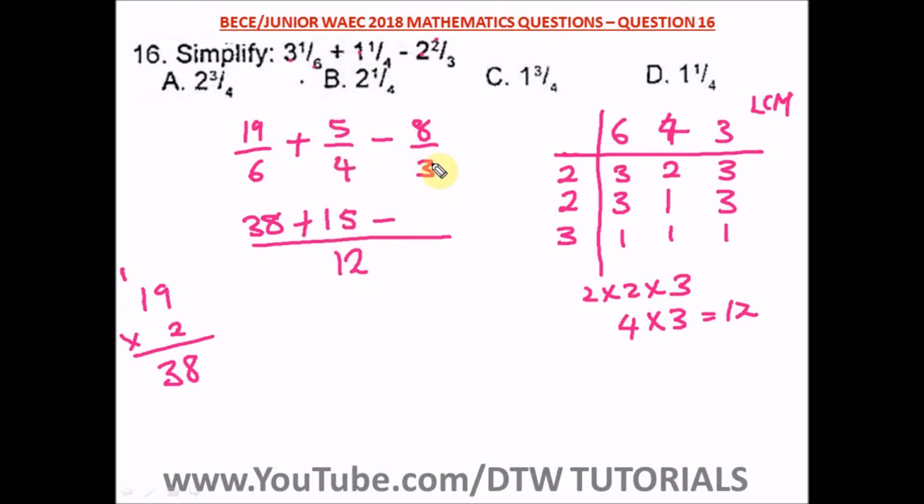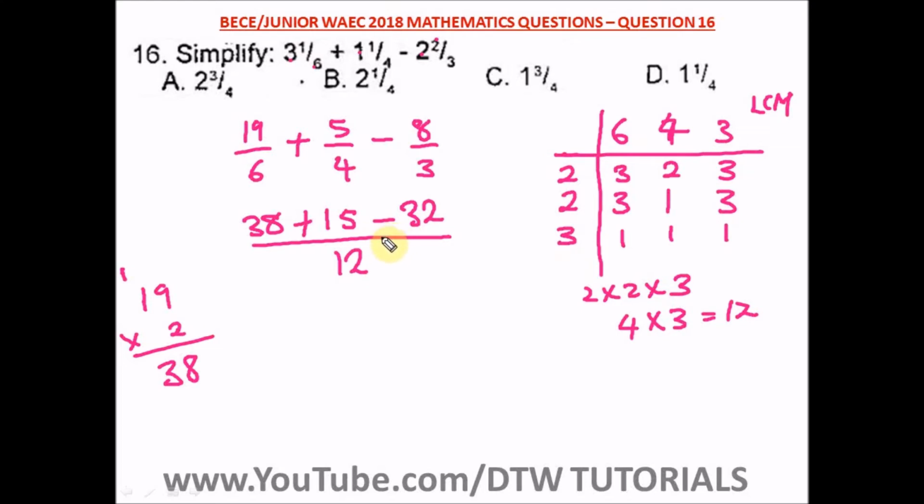Then minus, how many times will 3 go in 12? It will go 4 times. And you know what 4 times 8 is? 4 times 8 is 32. You can see where you need your multiplication table by heart. You need it by heart, so you'll be very fast.